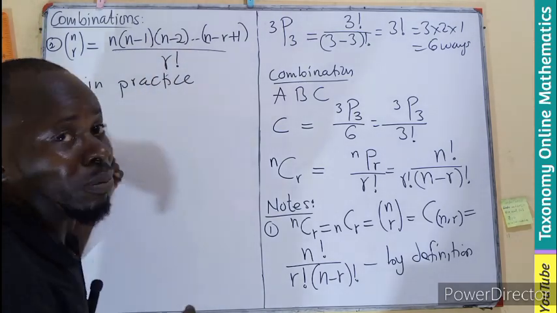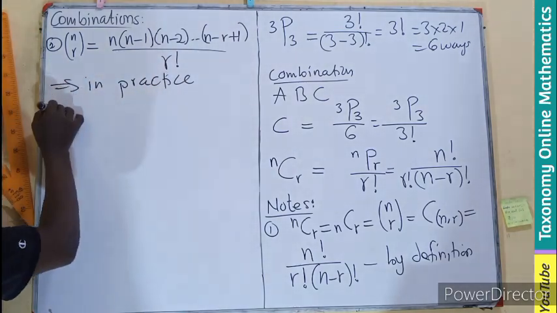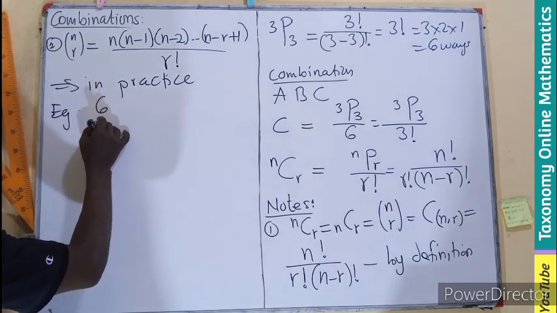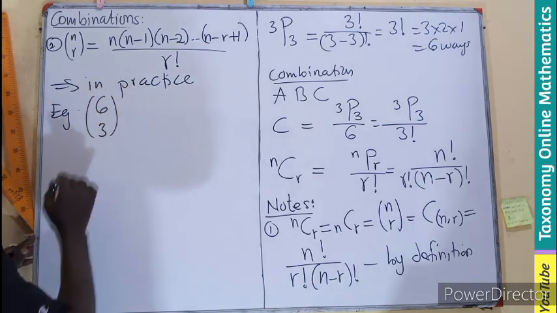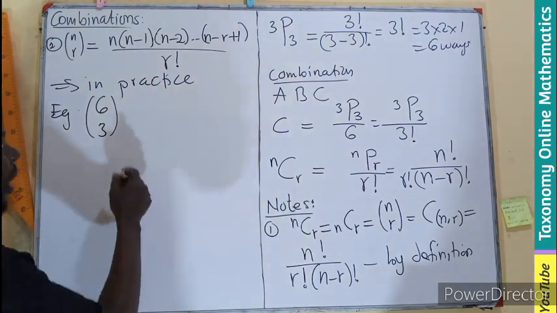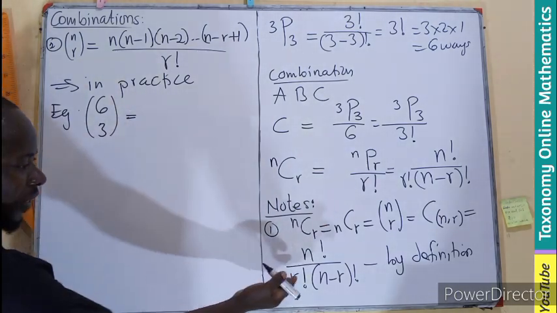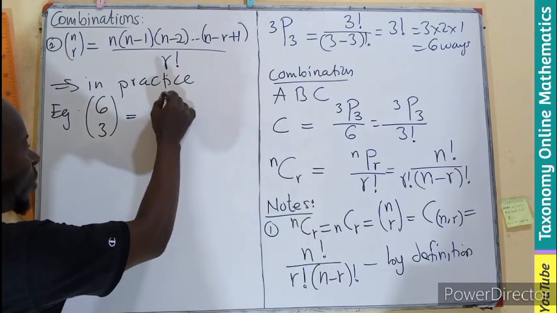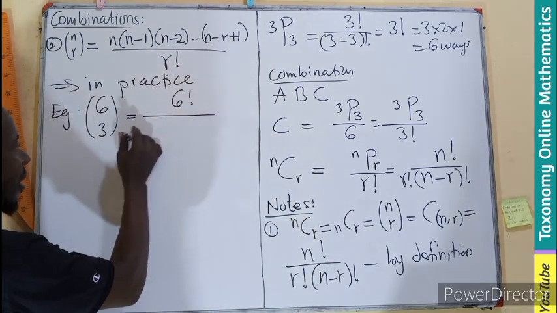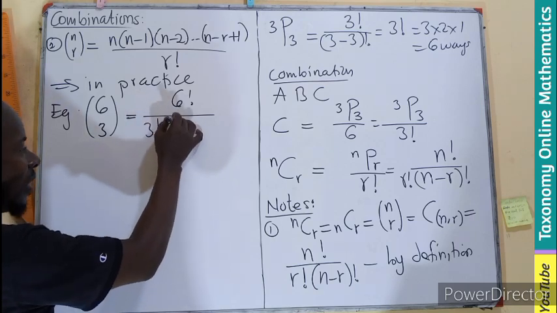I'll be dealing with this in practice. So for example, let's say I have 6 combination 3, like this. 6 combination 3, as in the case of this. What is it going to be by definition? By definition, it should be 6 factorial over 3 factorial, right?